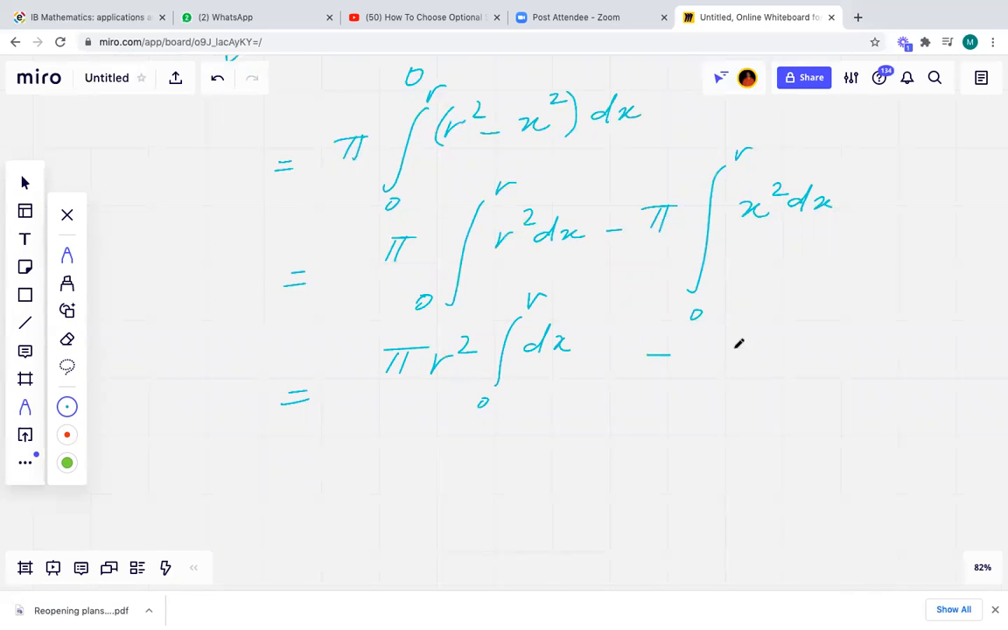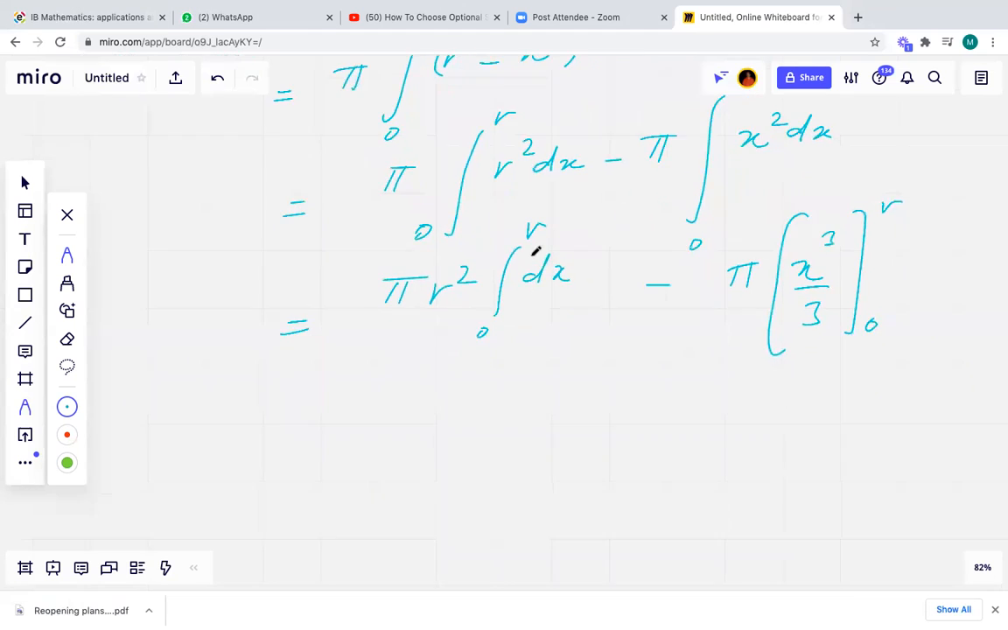And minus pi. Now integral x square is x cube upon 3, from 0 to r. Now integral dx is how much?